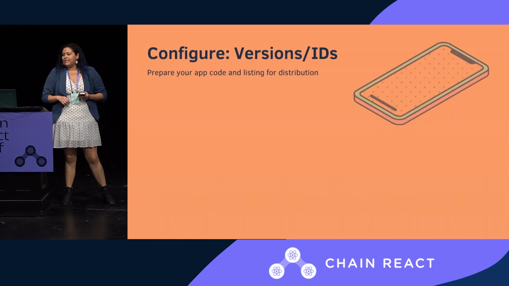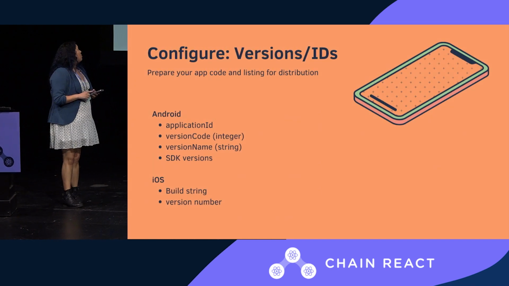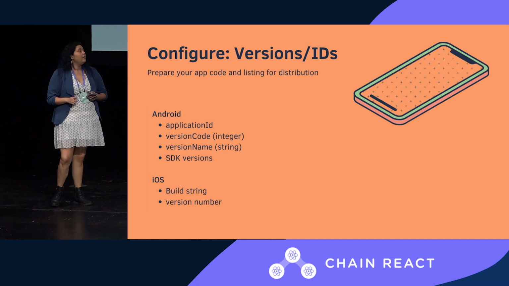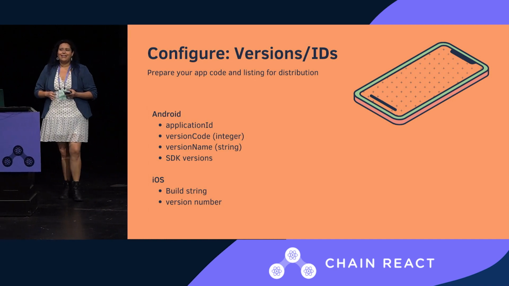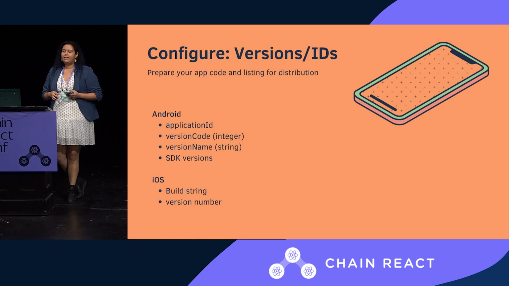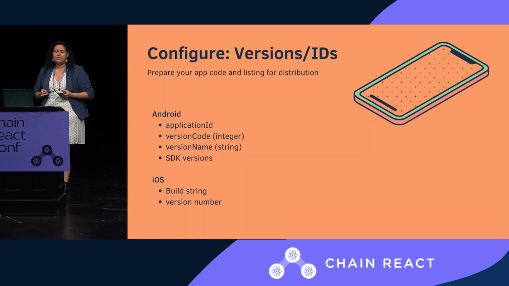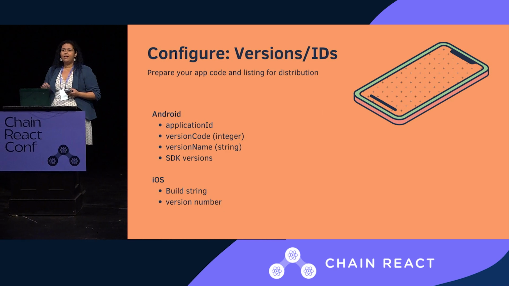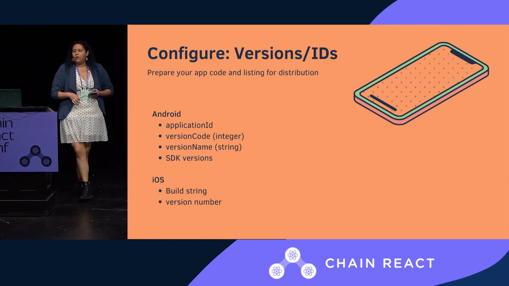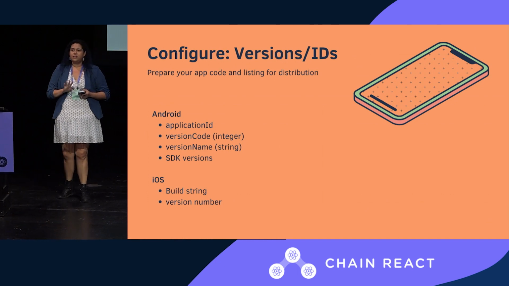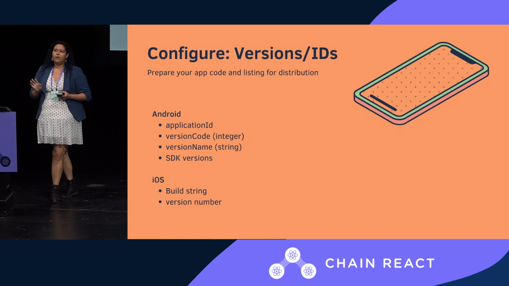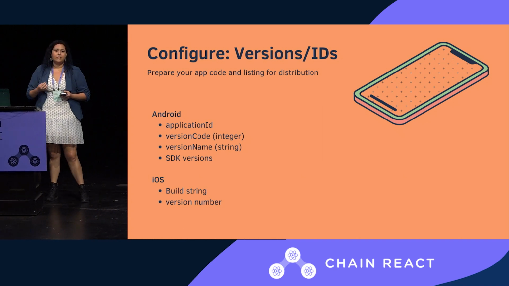When I talk about versions and IDs, for Android, we have the application ID, the version code and the version name, and we also have the SDK versions. By that, I mean these are the minimum, target, and maximum versions of Android SDK that are compatible with that native version of your app. On the iOS side, you have a build string and then also a version number. Some of these you set once and then you don't have to update them. Others do need to be updated for every single build.